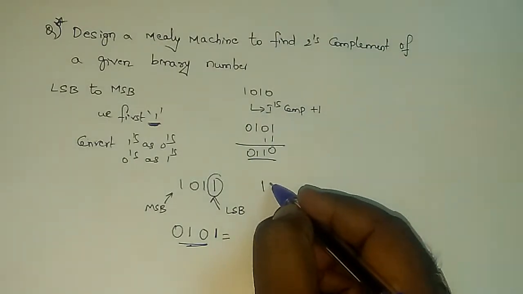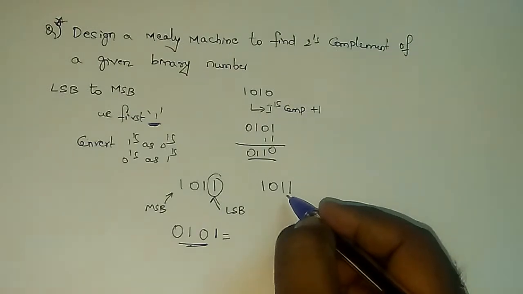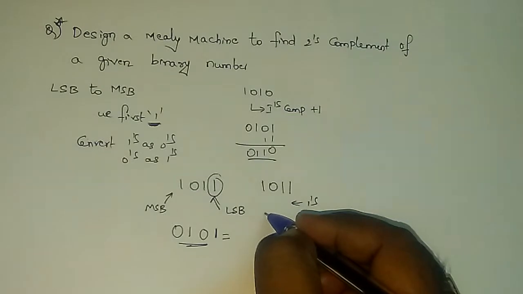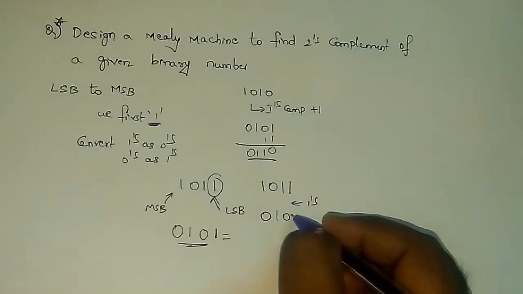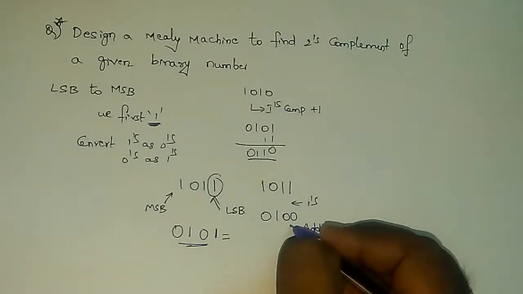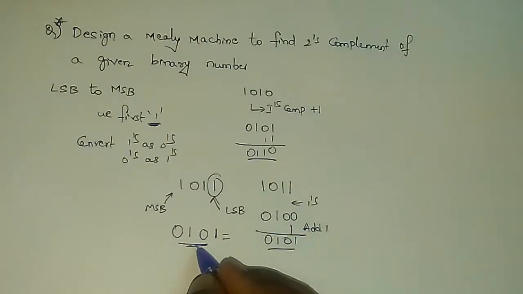So what is the number we took here? 1 0 1 1. In order to find the 2's complement for this, first we should find the 1's complement. So what is the 1's complement here? 0 1 0 0. Next, what should we do? We should add 1 to this. So adding 1 to this, 0 1 0 1. So this is the number which I got from our procedure. So the procedure is very simple here.